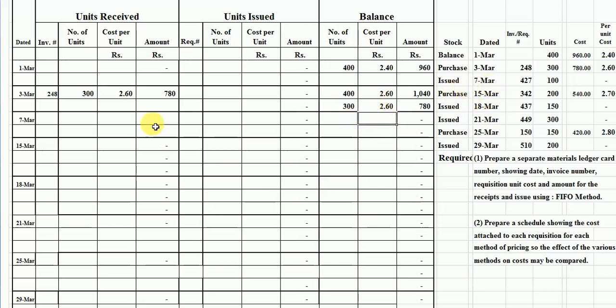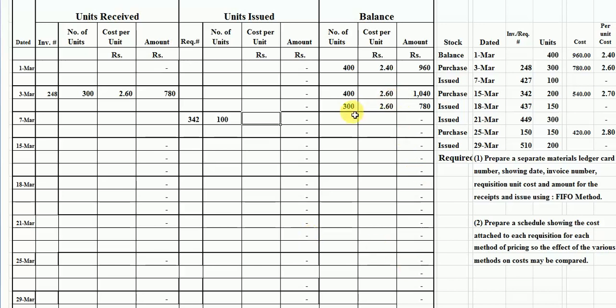Now, on 7th March, 100 units were issued. The requisition number is 342. We have to record here 342 as the requisition number. The number of units issued is 100 units. Now, in this method, first in, first out means that the cost first recorded is the cost that goes out first.